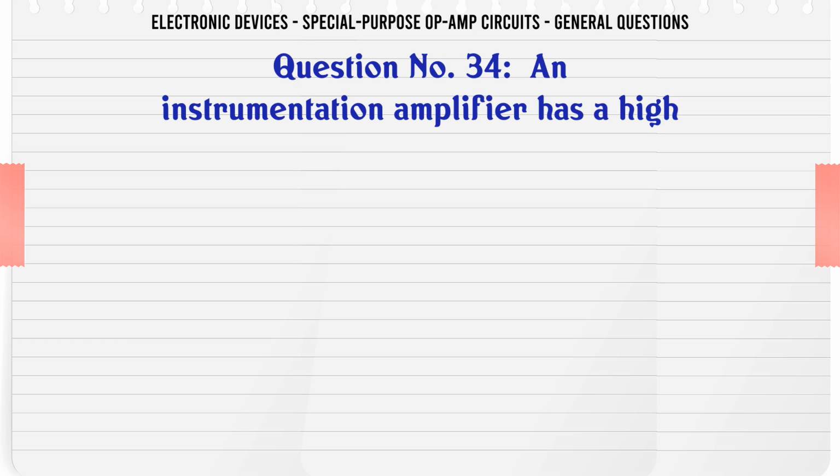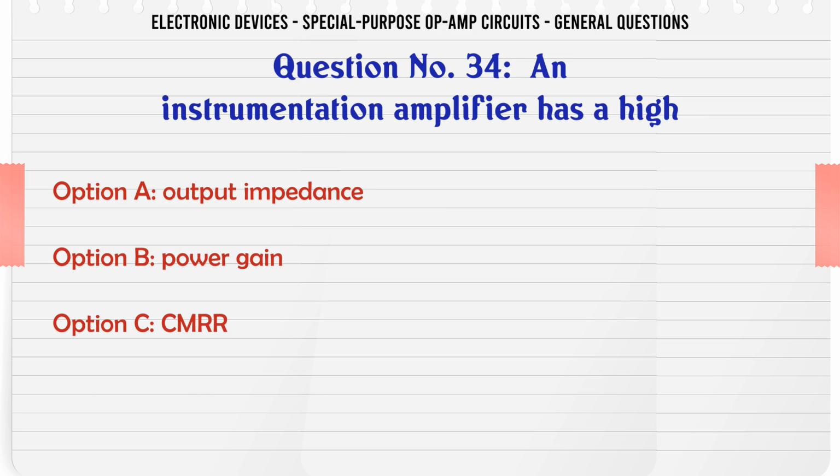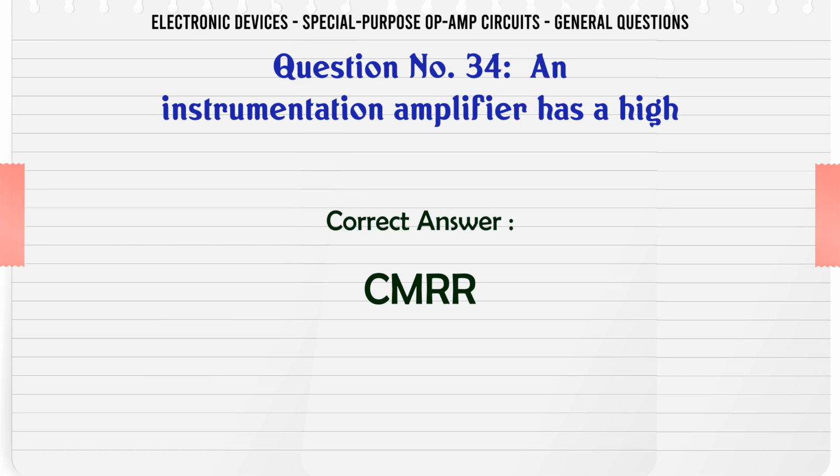An instrumentation amplifier has a high A. Output impedance, B. Power gain, C. CMRR, D. Supply voltage. The correct answer is CMRR.